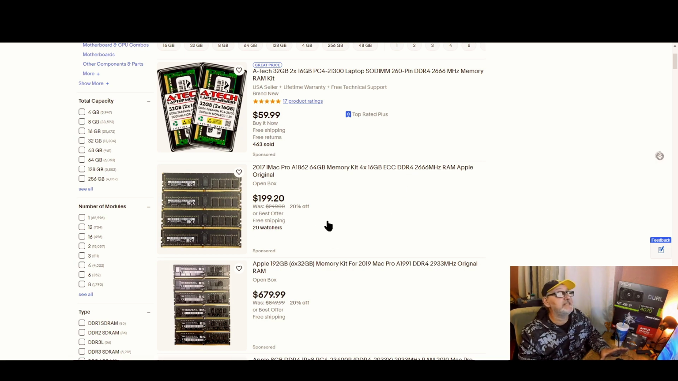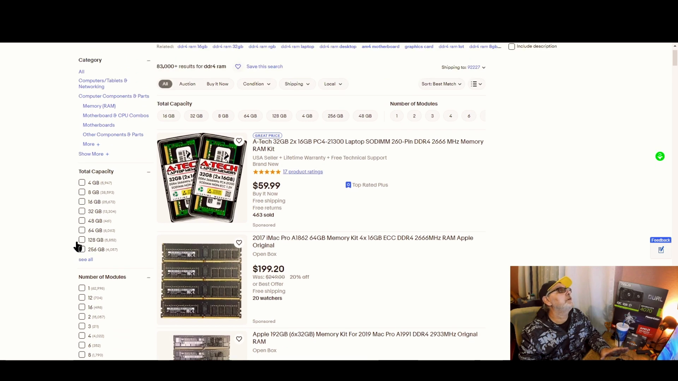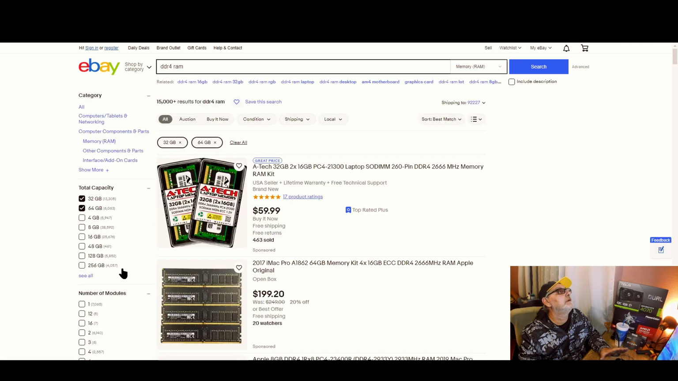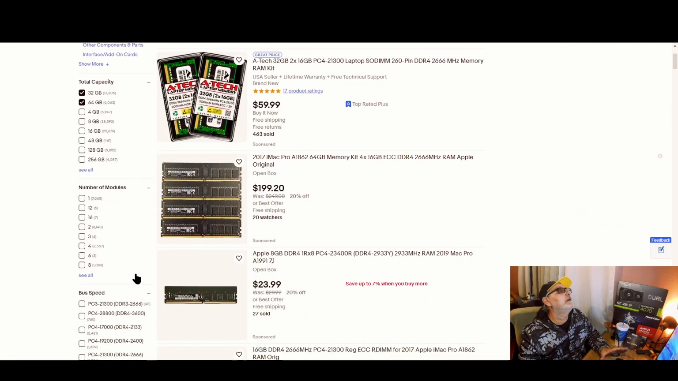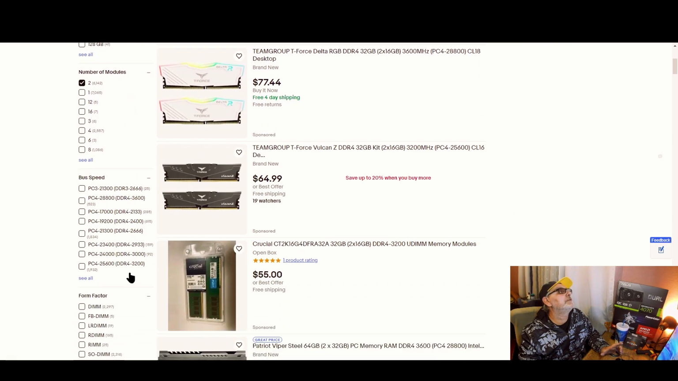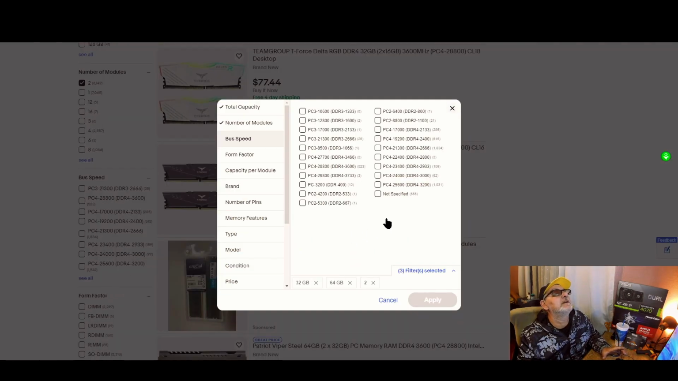You look at this. This is ECC RAM. What you do is you go over here. You want to do the 64, or you want to do the 32. You do both. Number of modules. Let's do two. We're doing DDR4. Let's see. PC4 is DDR4. 32.